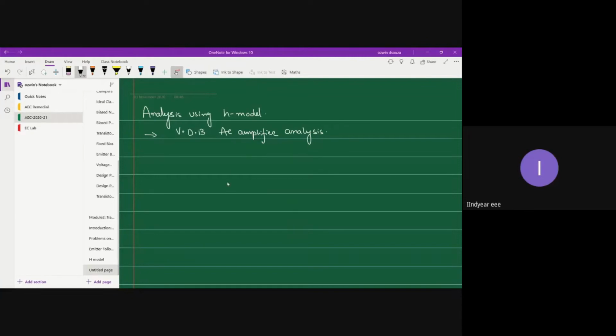Okay, all right. So first let us draw the circuit diagram of voltage divider bias AC amplifier. Okay, and this is your RC, R1.